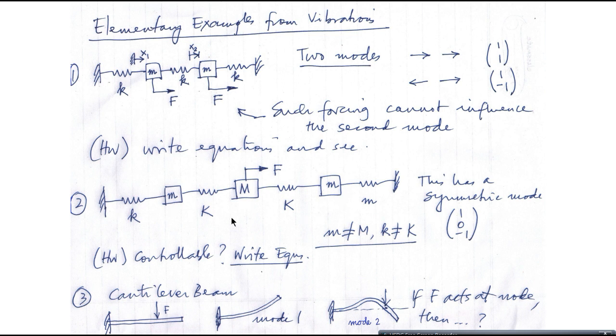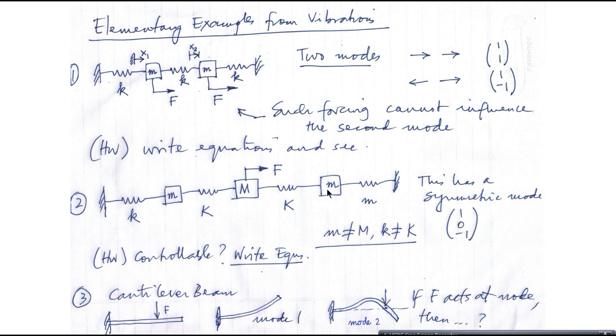Here's another example. So these 2 springs are capital K, these 2 springs, I have written M here, this should be small k, sorry. So now small k here, capital K, small m and small m, this one capital M. This one has 3 modes, but one of those modes is symmetric. So the center one does not move.